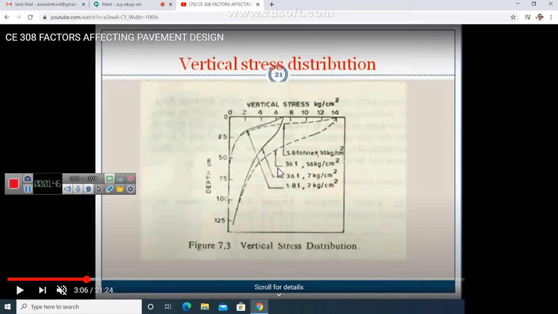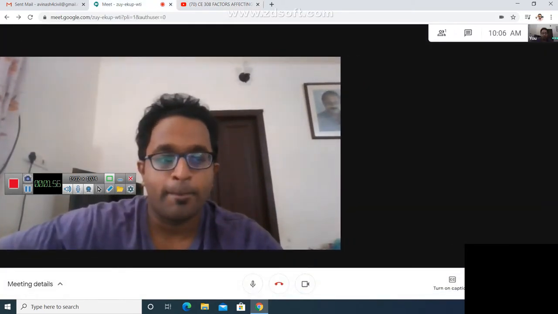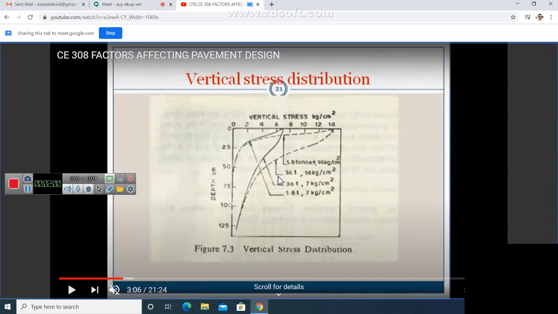Now let us see how the vertical stress is distributed for the different pavement layers. This figure shows the vertical stress distribution. The x-axis shows vertical stress in kilogram per centimeter square, and the y-axis shows depth in centimeter.